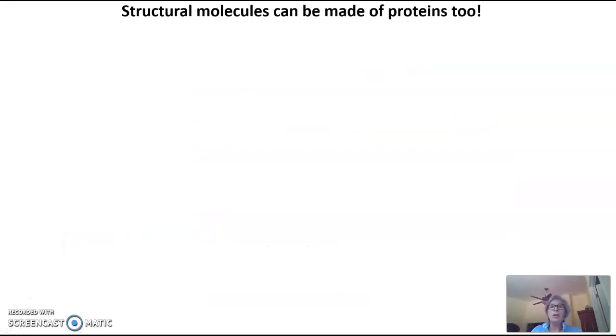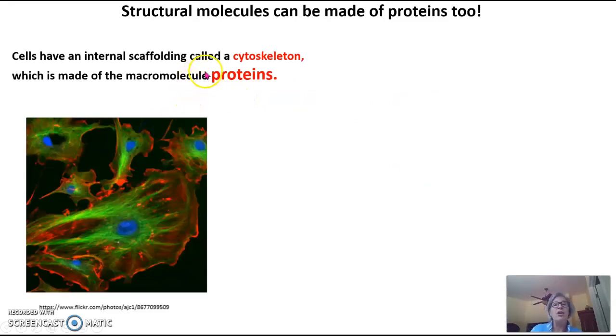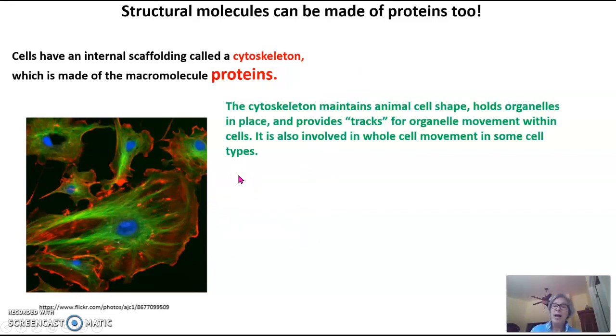So structural molecules can be made out of proteins too. Cells have an internal scaffolding called a cytoskeleton, and it's made of the macromolecule proteins. So much like our bodies have a skeleton to help us maintain shape, cells have an internal scaffolding called a cytoskeleton, and that helps it maintain the cell shape, and it holds organelles in place. It can also provide tracks for organelle movement within the cell. In some cell types, these internal cytoskeletal structures are also involved in whole cell movement.